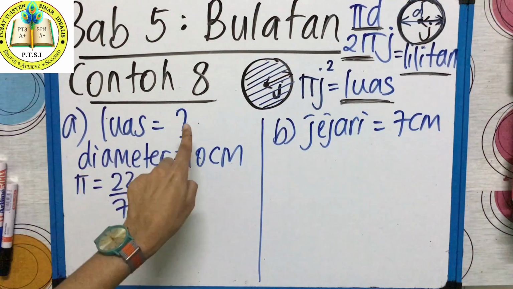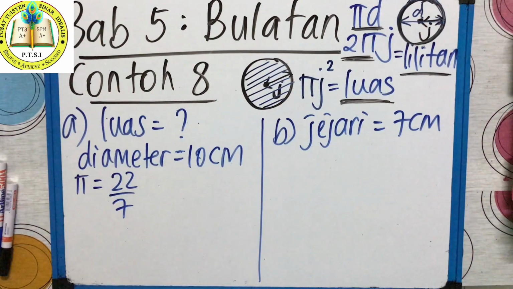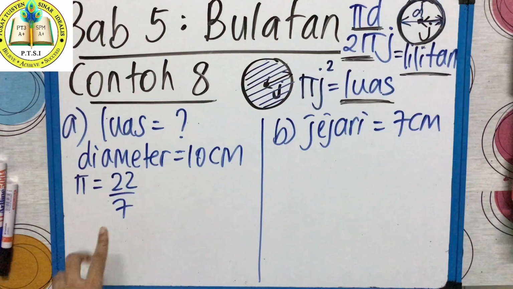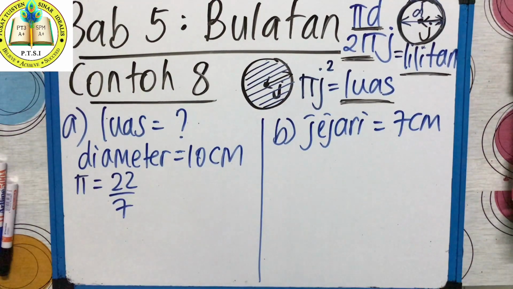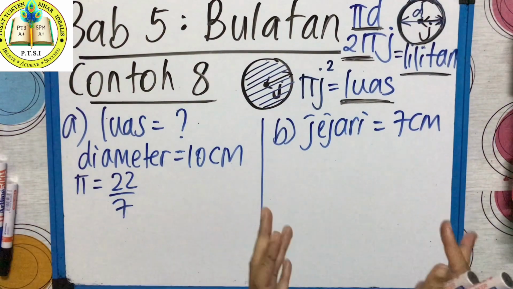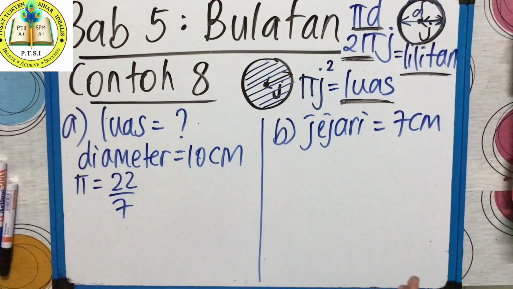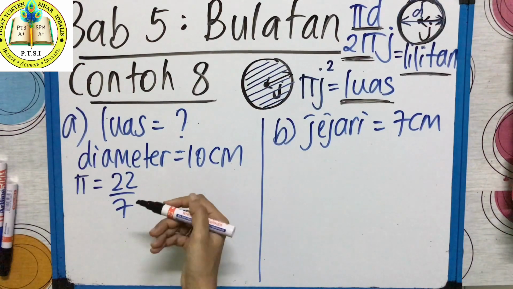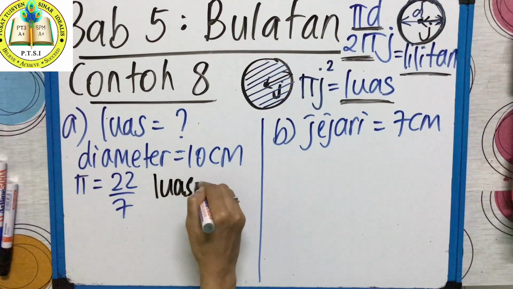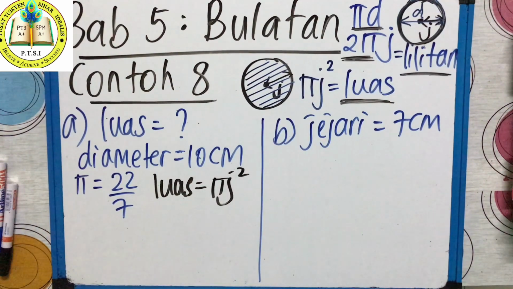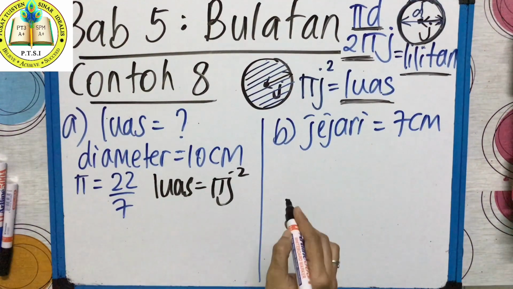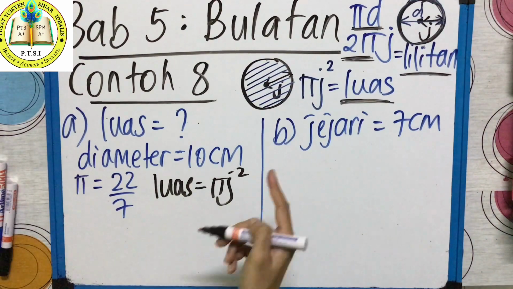So soalan contoh 8. They ask you to find luas. Cari luas. Diameter 10 cm. Pi 22/7. And the same thing for the B also. Cari luas. Tapi jejari 7 cm. This is A, this is B. But both you have to find luas. So, apa formula untuk luas? Teacher write the formula first. Luas, the area is equal to pi j kuasa 2. Always practice yourself to write the formula first.